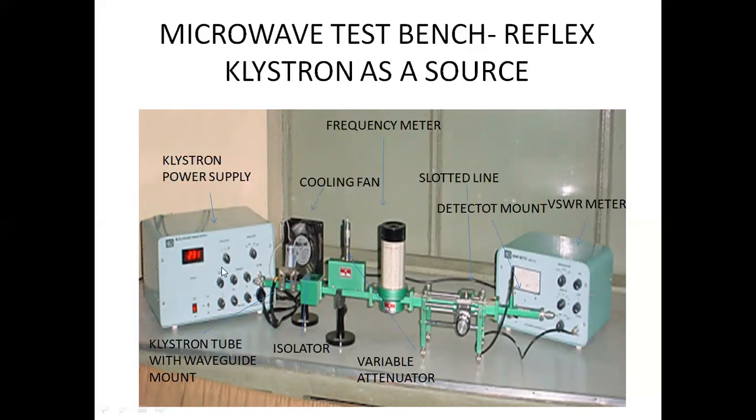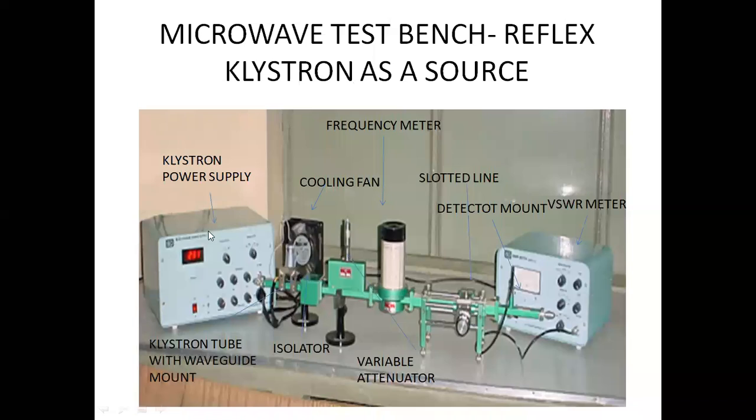So this is a klystron power supply. The main function of the klystron power supply is to energize the klystron tube. The klystron tube will generate the microwave energy and couple the energy with the klystron mount. This is the reflex klystron power supply. Here the control panels and control knobs are for the adjustment of the power supply, and this power supply probe will be connected to the klystron mount. This is a klystron tube with the klystron mount.